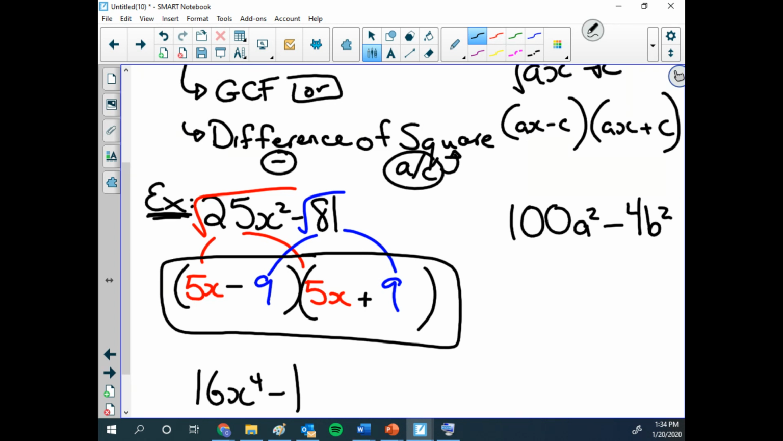And sorry, just to go back here, I can always make sure that I did my difference of squares right by multiplying that out. Distributive property, FOIL, grid, whatever you want to do. So 100a squared minus 4b squared. Should be nice and quick. Anybody want to give me an answer? Tara got an answer? What'd you get?